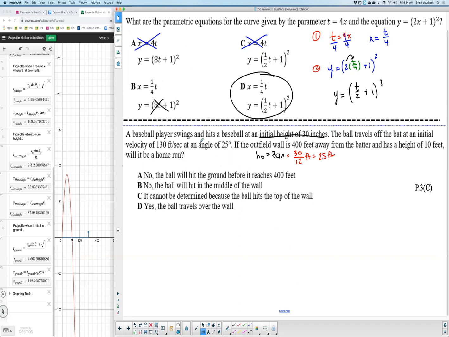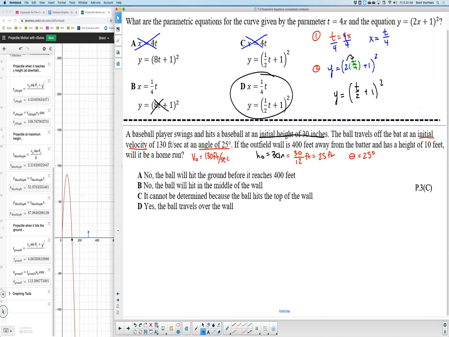It says the ball travels off the bat at initial velocity V0 of 130 feet per second. And the angle is 25 degrees, so I'll write theta over here, 25 degrees. The outfield wall is 400 feet away from the batter and has a height of 10 feet. Will it be a home run?